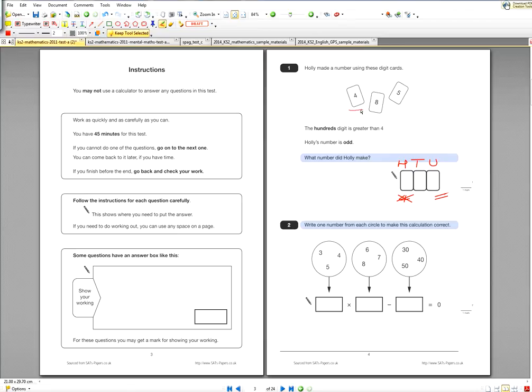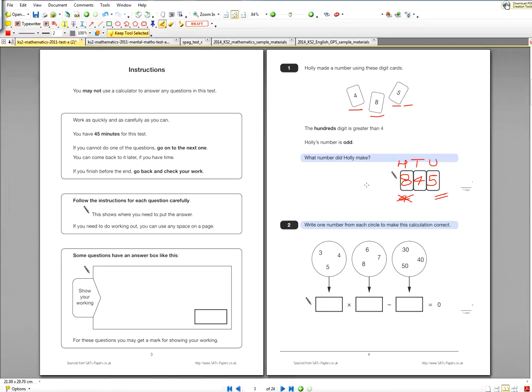Now 4 is an even number, 8 is an even number, and 5 is a...? So it has to be a 5 here. And it can't be 4 in the hundreds, so the only position left for the 4 is there. So the only number that's left is 8. Based on the information they've given us, that is the only possible answer.